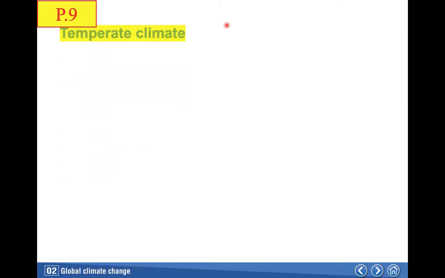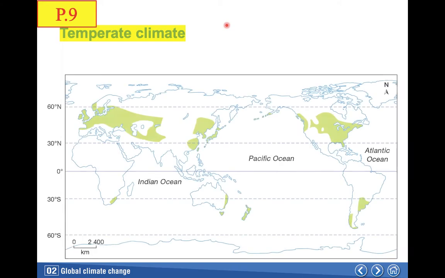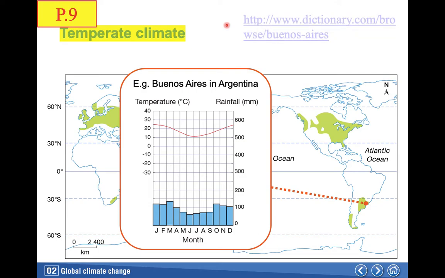Also on page 9, you can see another climate called the temperate climate. So what does it mean by the temperate climate? On the map, you can see in Argentina, Buenos Aires. I'm not sure of the pronunciation because it's probably Spanish, so you could check how to read it in the dictionary. But anyway, it is a place in Argentina. You could search for its Chinese meaning if you want.